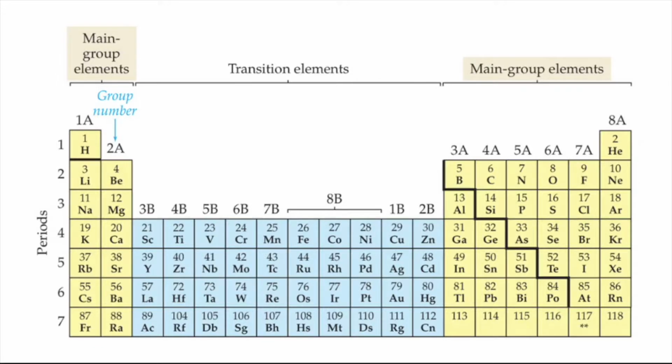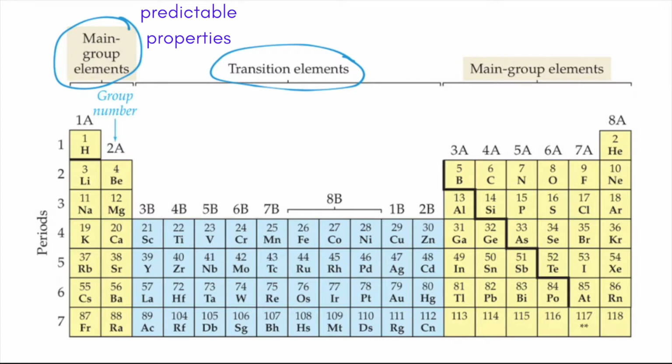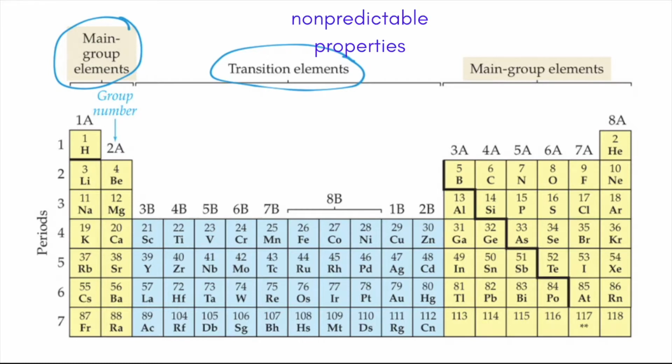The periodic table is also divided into main group elements and transition elements. Main group elements tend to have more predictable properties based on their position on the periodic table, while transition elements don't really have very predictable properties.